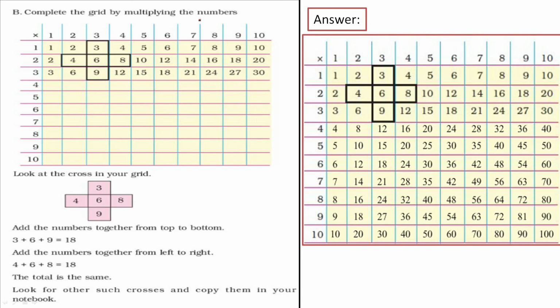Complete the grid by multiplying the numbers. Look at this cross in your grid: 3, 6, 9, 4, 6, 8. Add the numbers together from top to bottom. So these 3 add up to 18. Then from left to right, the answer is also 18. Either horizontally adding or vertically adding, you will get 18. So the total is the same.